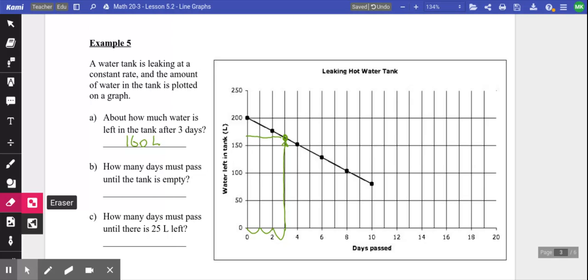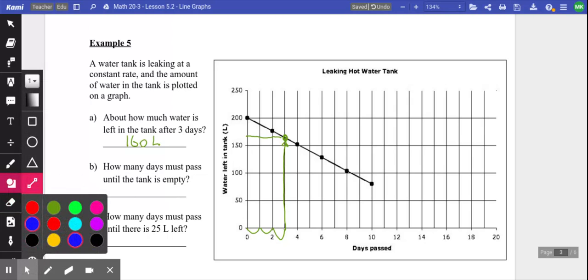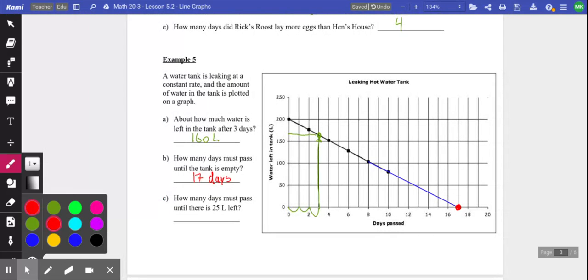Part B, how many days must pass until the tank is empty? To figure that out, you take a ruler and continue on this exact line. You're going to extend the line like that. Notice that it has to be perfectly straight. And you'll find whenever the water hits there, that would be 0. That means it took 17 days. So sometimes you actually have to extend the graph so you can learn a little bit more.